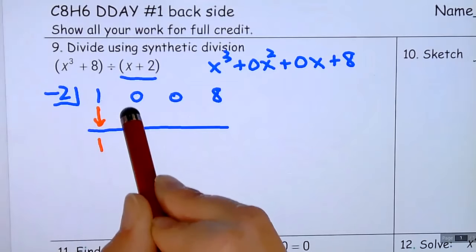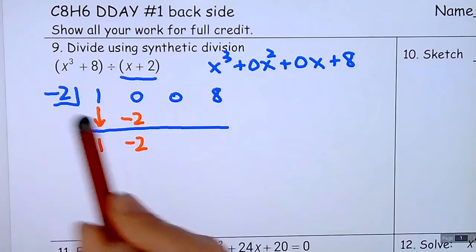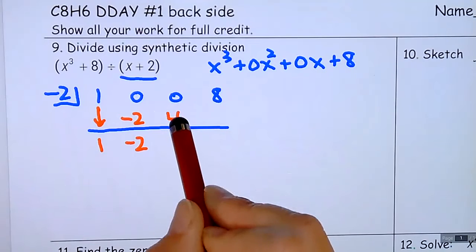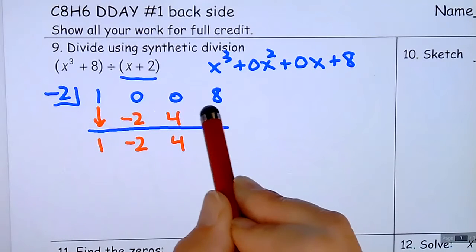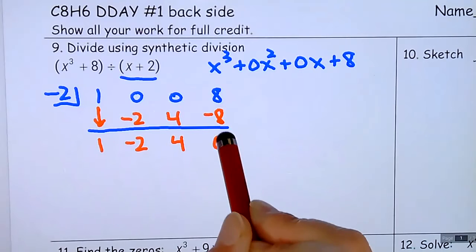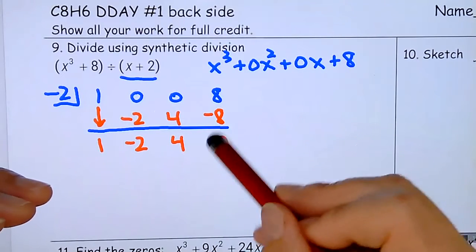1 times -2 is -2. Add, I get -2. -2 times -2 is 4. I add, I get 4. 4 times -2 is -8. I add, I get 0. So this has a remainder of 0.